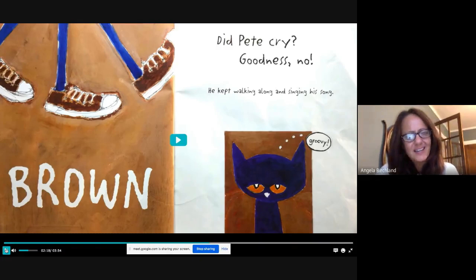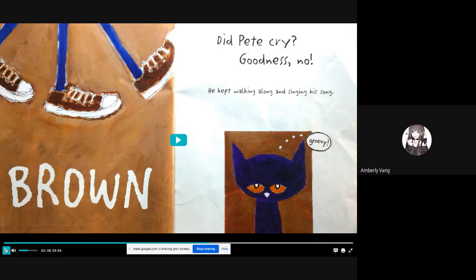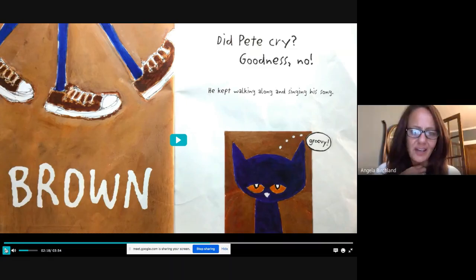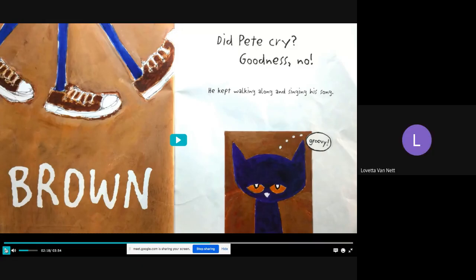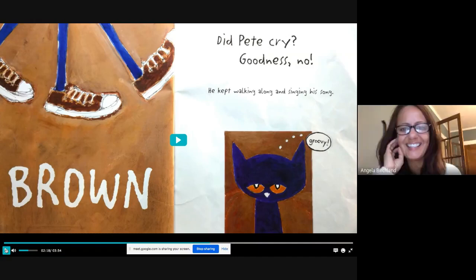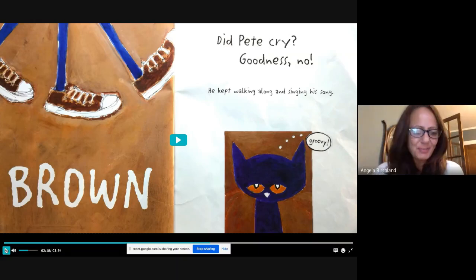So what is his song going to be? If we know the pattern, we know what's next. Brown. Okay, so the color is brown, but what is his sentence going to be? I love my brown shoes. Exactly. Good job. I'm so proud of you. You noticed the text pattern. Well, you can keep your speakers on if you'd like to sing it. Let's go.